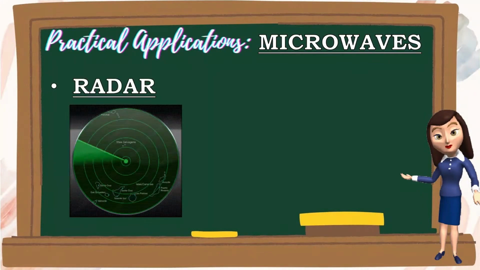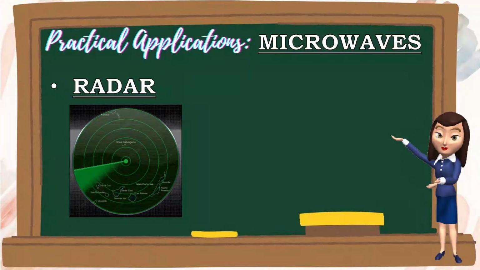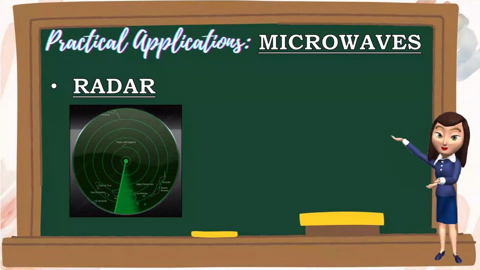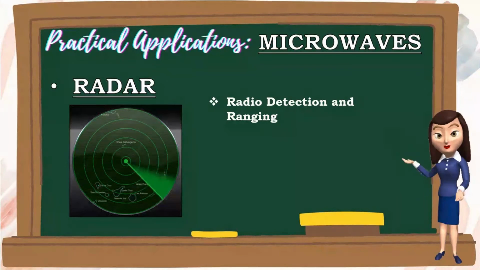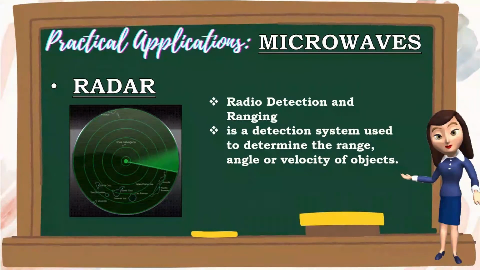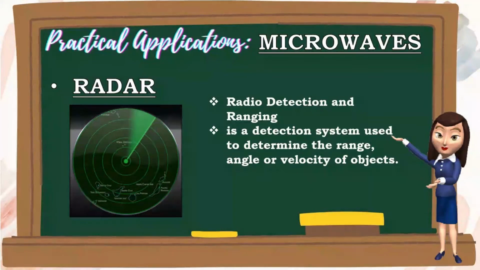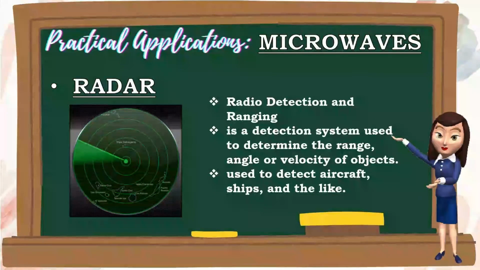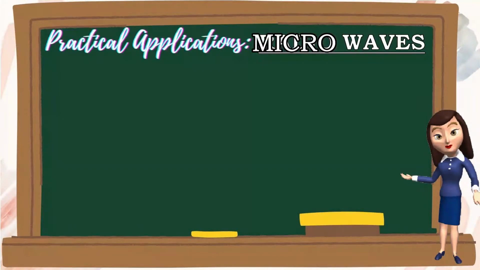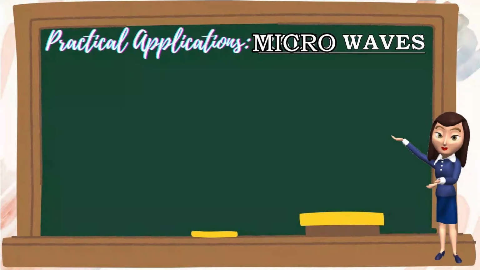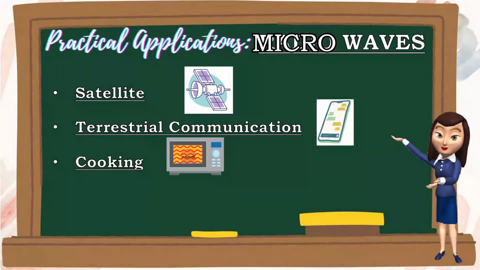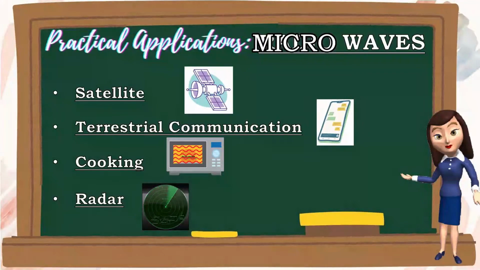Lastly is the radar, which we see in movies used by military men, whether on land, up in the air, or in the middle of the ocean. Radar, radio detection and ranging, is a detection system used to determine the range, angle, or velocity of objects. It can be used to detect aircraft, ships, and the like. So, the applications for microwaves are found in the satellite communication, terrestrial communication like the cell phones. It is used in cooking using the microwave oven, and the radar that detects objects.